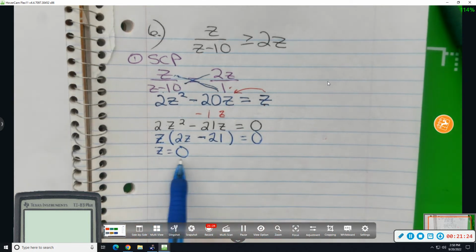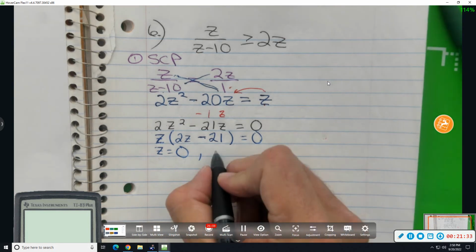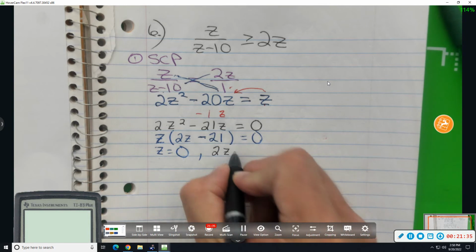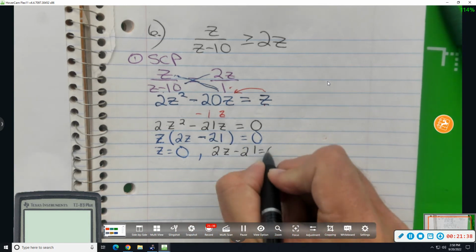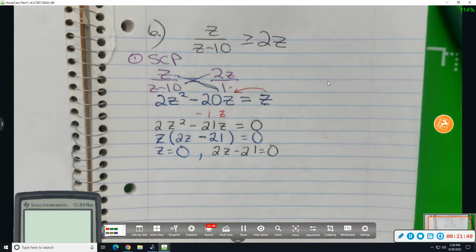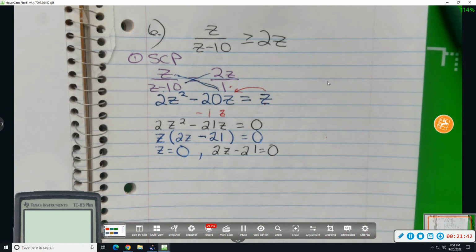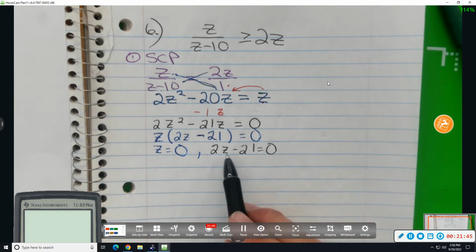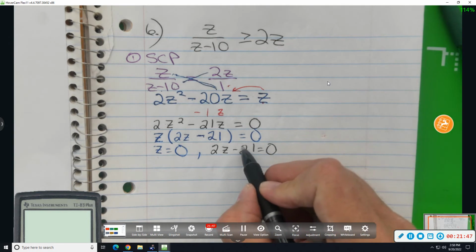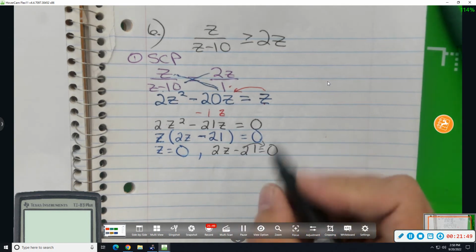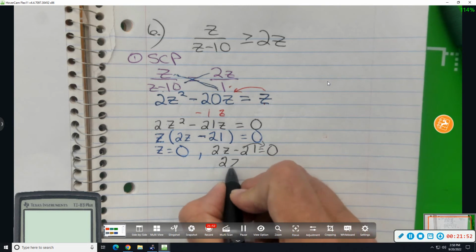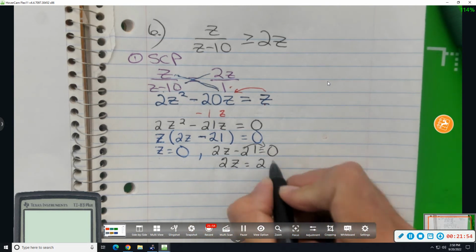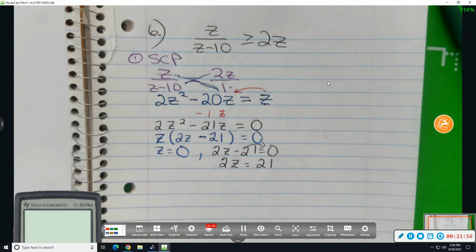This is the thing that students forget. There's a cut point. You take the z, set it to 0, then take the 2z minus 21, set it to 0, and what would I do now to solve for z? I would move the 21 over. Are y'all caught up? Are y'all following what I'm doing? Are there any questions?